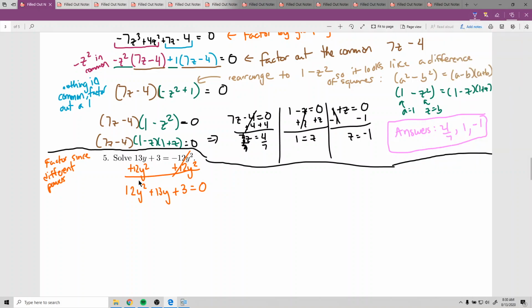Right. Now notice here that there's nothing in common. We can't factor that 12 out. We'd like to, because if the front number is just 1, then we can do what we've been doing before. But this time though, we cannot factor out. So from here, we have to start factoring.